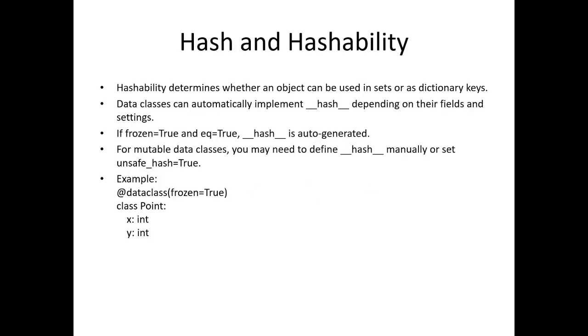Hash and hashability. Hashability is what allows objects to be used in sets or as dictionary keys. For immutable data classes, that is, when frozen=True, Python automatically generates a __hash__ method. For mutable data classes, Python disables hashing by default to avoid inconsistent behavior. If needed, you can enable hashing with unsafe_hash=True or define __hash__ manually. This makes data classes very convenient for scenarios where immutability and hashability are important.